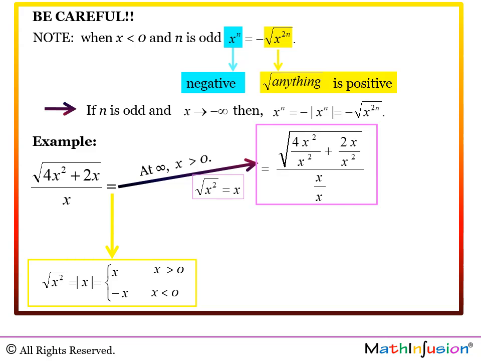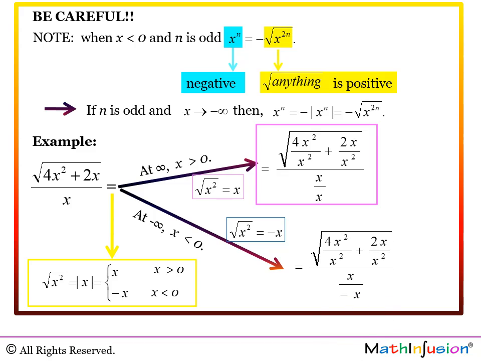But the problematic part is definitely at minus infinity. At minus infinity, x is less than 0. It means that the square root of x to the power of 2 is not x anymore, but it's negative x. Because, again, the square root of x to the power of 2 is the absolute value of x, but the absolute value of x when x is negative is negative x. This is complicated because now it means that if inside the radical I divide everything by x to the power of 2, outside I have to divide by negative x.